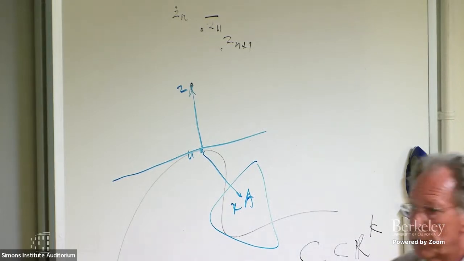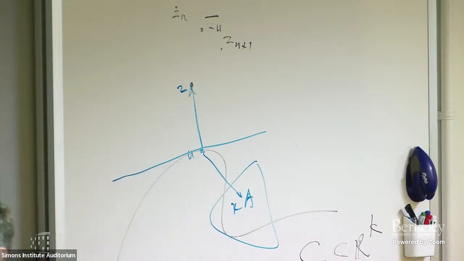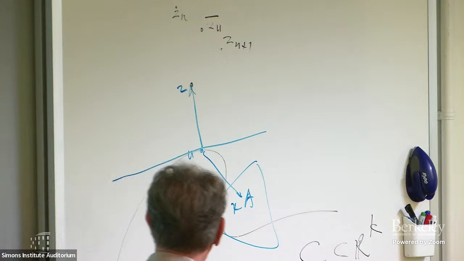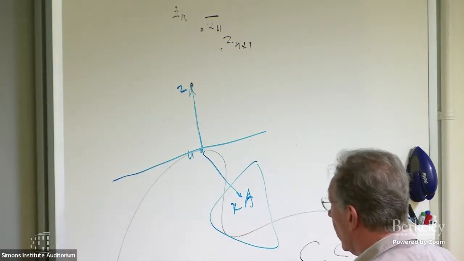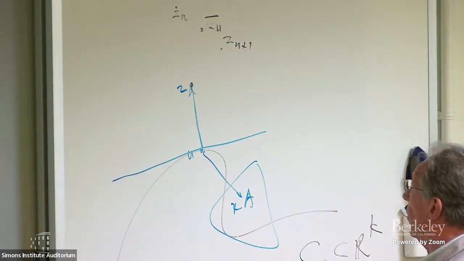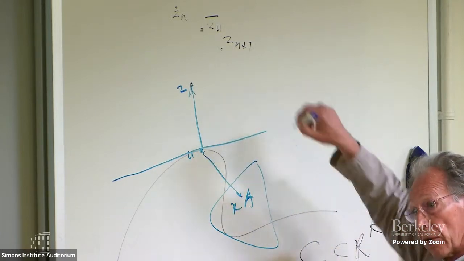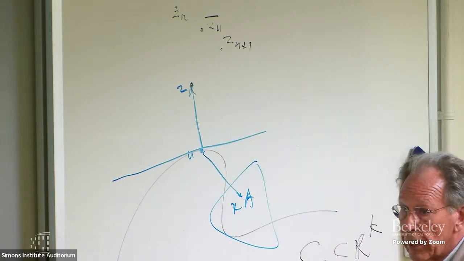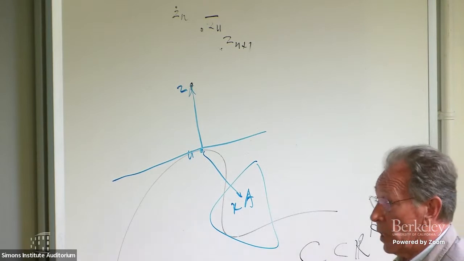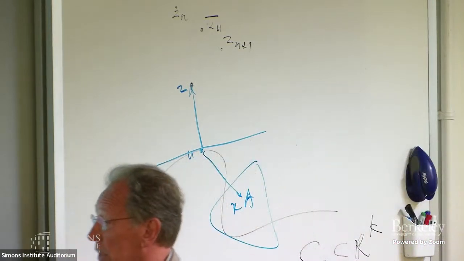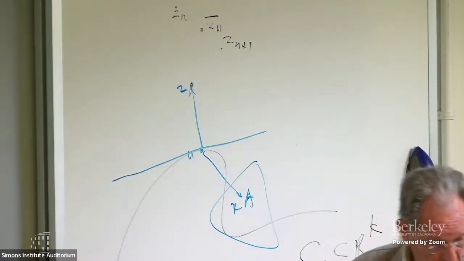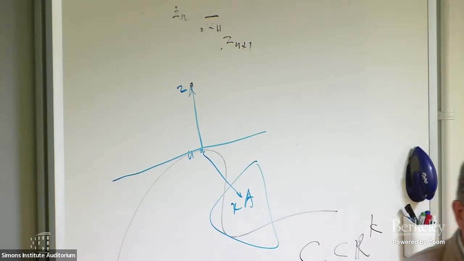Quick question, sorry, is script P here the Euclidean projection? No, actually it's the closest point, because you may have several points that are close. It's the closest point. Yes. So this is this property. This angle is more than 90 degrees.